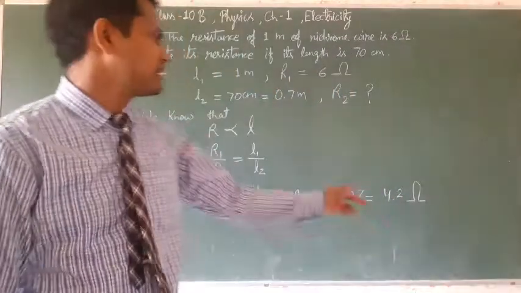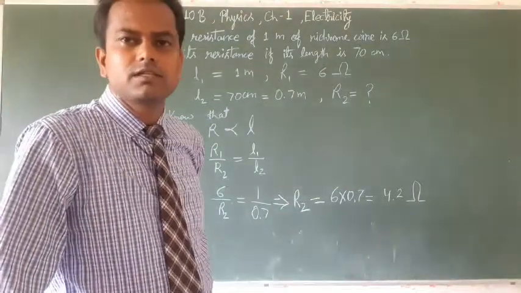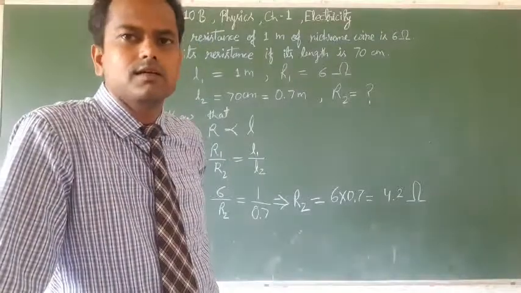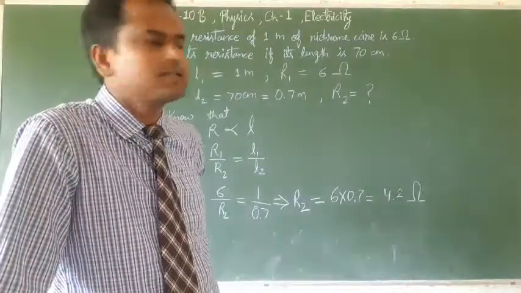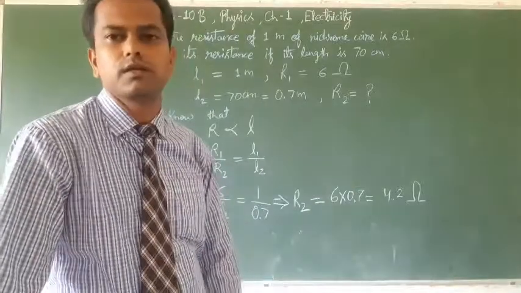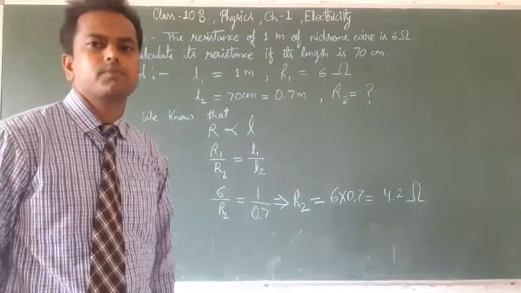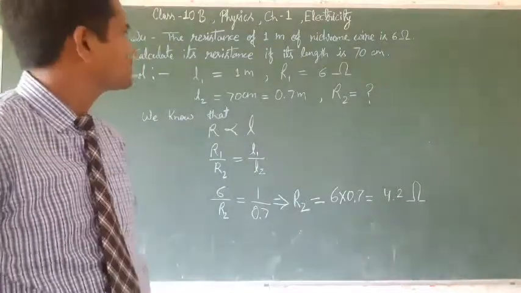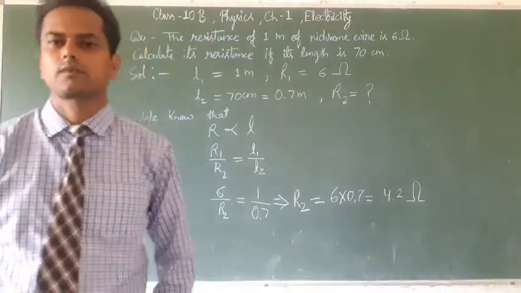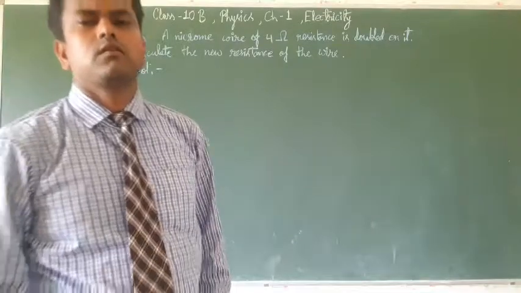So that is your final answer. If length decreases from 1 meter to 70 centimeter, then resistance also decreases from 6 ohm to 4.2 ohm. That will be your final answer. Pause the video and note it down clearly.